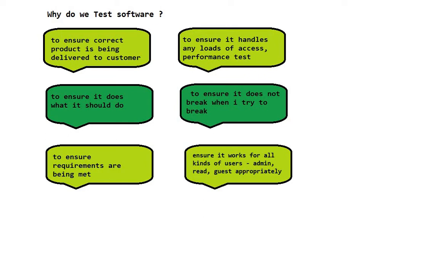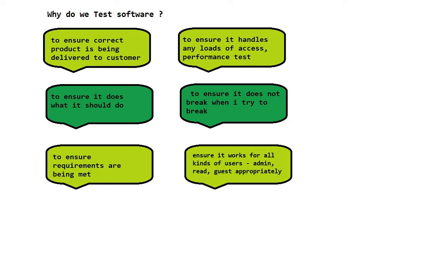First of all, we need to ensure the correct product is being delivered to your customers. So your external customer is always looking for something that you are going to deliver, so you need to make sure you are delivering the correct product. If they're asking for apple, you don't deliver orange. Next thing is to ensure it does what it should do. Your application should be doing some function, and you also need to make sure it is doing those functions. Okay, so you need to ensure it does what it is expected to do.